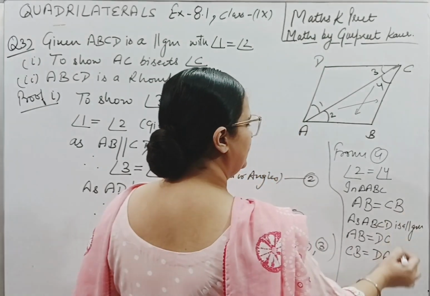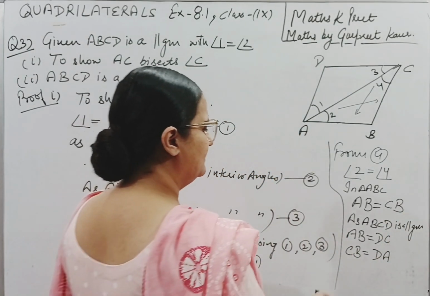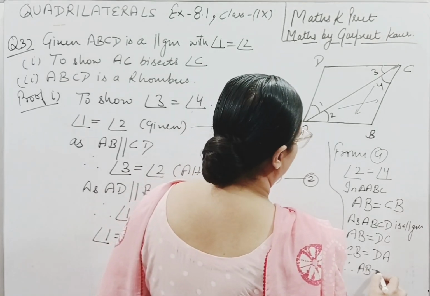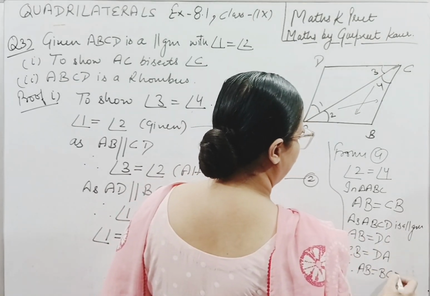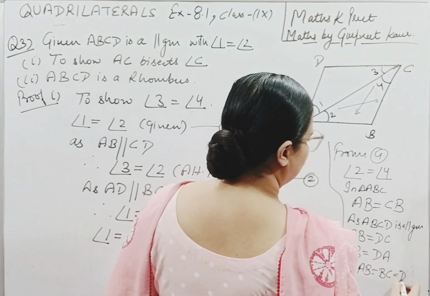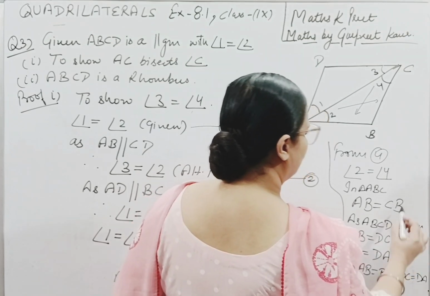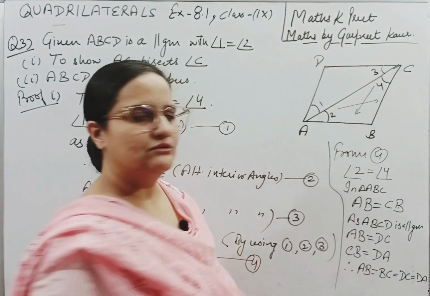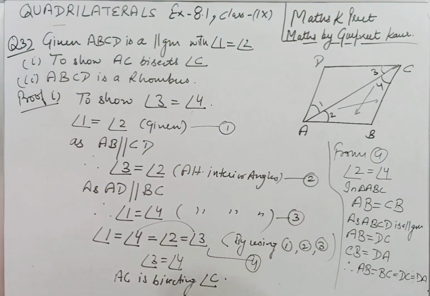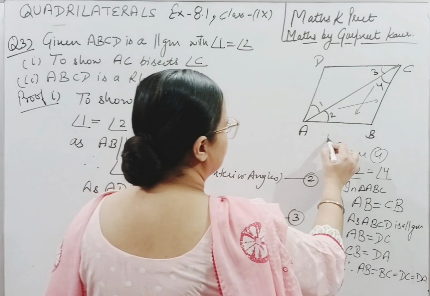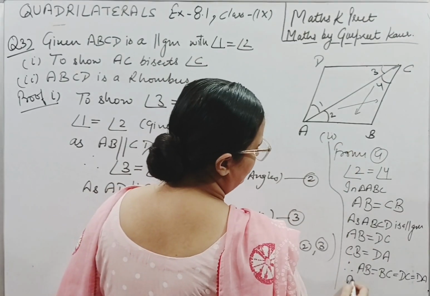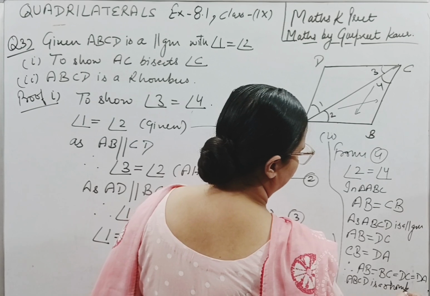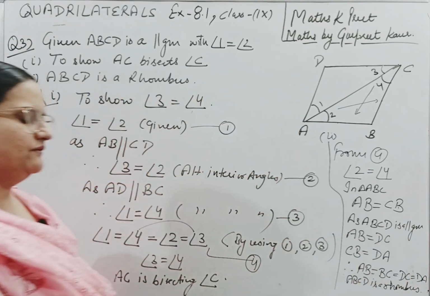So from these three equalities, I have proved that therefore AB is equal to BC, CB is equal to DC is equal to DA. From all these three equations, we are getting all the four sides of this parallelogram are equal. Therefore, it is forming a rhombus. This is for second part. Therefore, ABCD is a rhombus. Hence, both the parts have been proved.